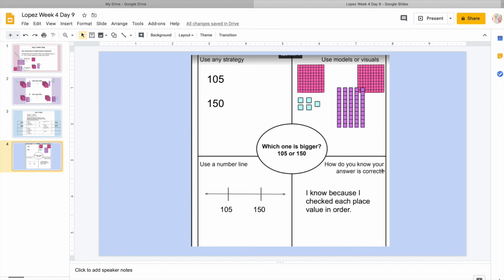How do we know our answer is correct? We know because we checked each place value in order. We went starting with the hundreds column, moving over to the tens column, and we got to stop there because we knew that 5 was greater than 0.